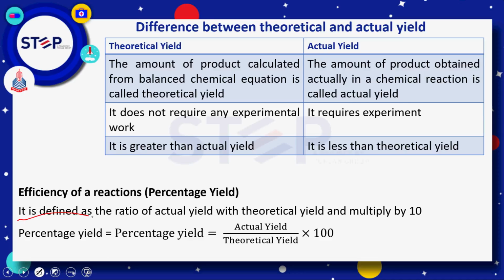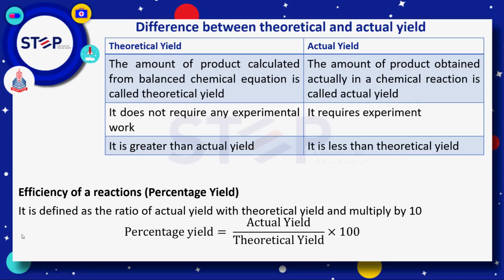Now let's see the difference between theoretical and actual yield. Theoretical yield is obtained from the balanced chemical equation, while actual yield is obtained experimentally from the experimental reaction. Theoretical yield does not require any experimental work, while actual yield requires experimental work. Theoretical yield is always greater than actual yield, while actual yield is less than theoretical yield.